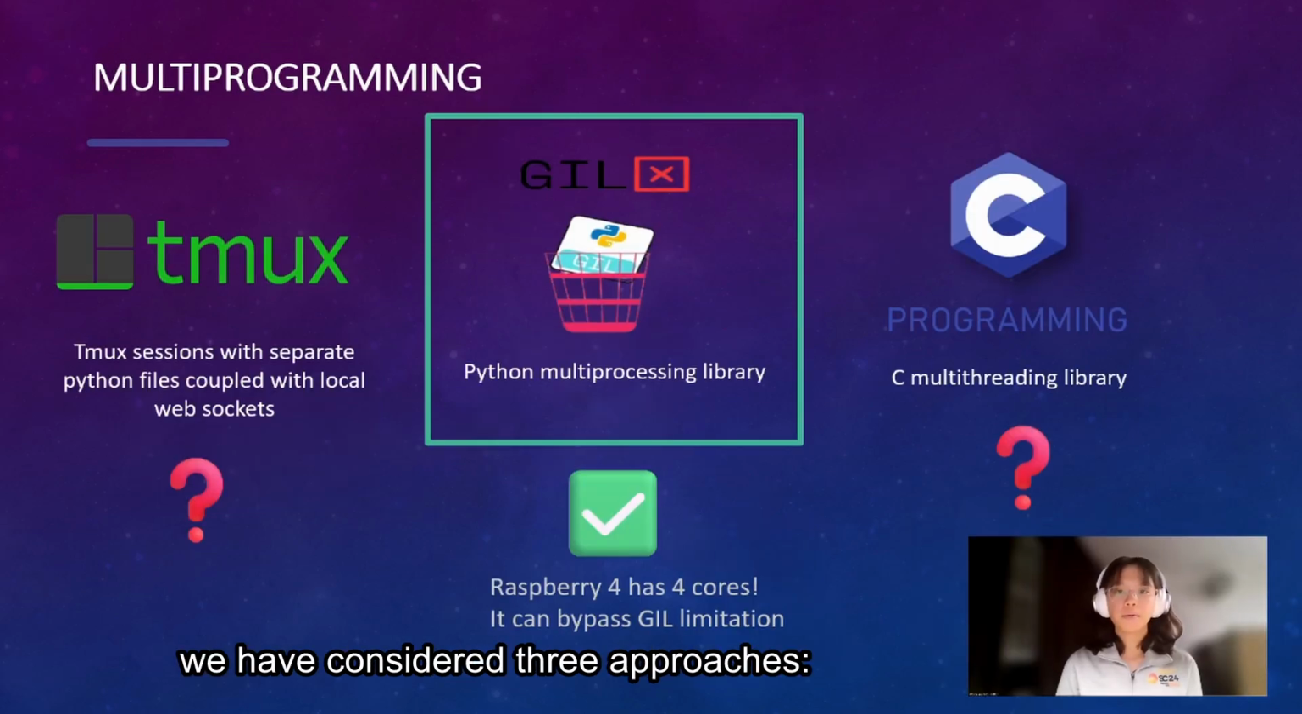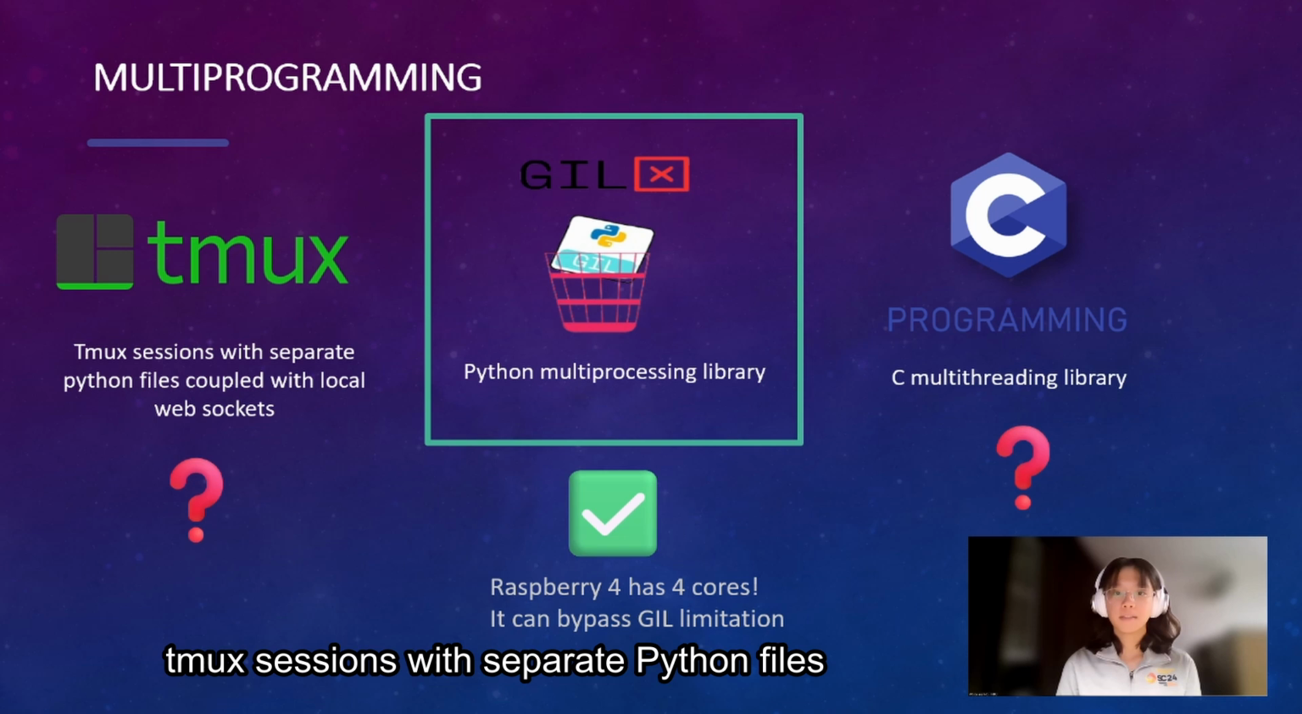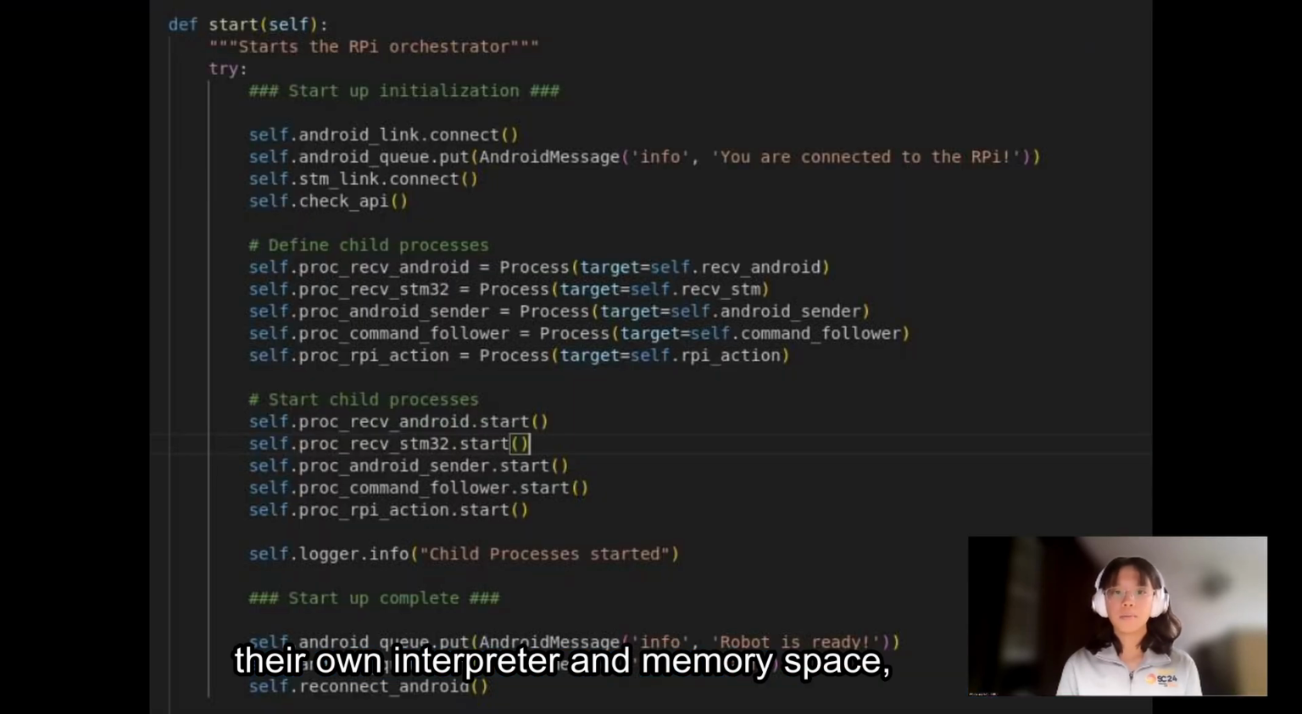For multi-programming, we have considered 3 approaches: team-up sessions with separate Python files coupled with local WebSockets, Python multiprocessing library, and C multithreading library. We ultimately selected Python multiprocessing library because we are on a full-core Raspberry Pi. Each Python process will have its own interpreter and memory space, so it will be able to bypass the Python GIL limitation.